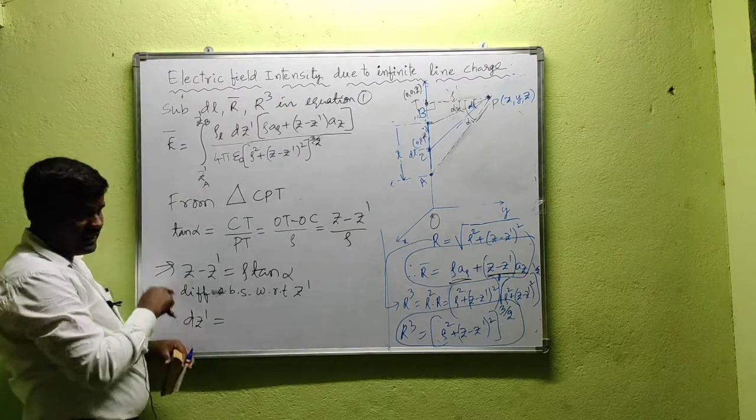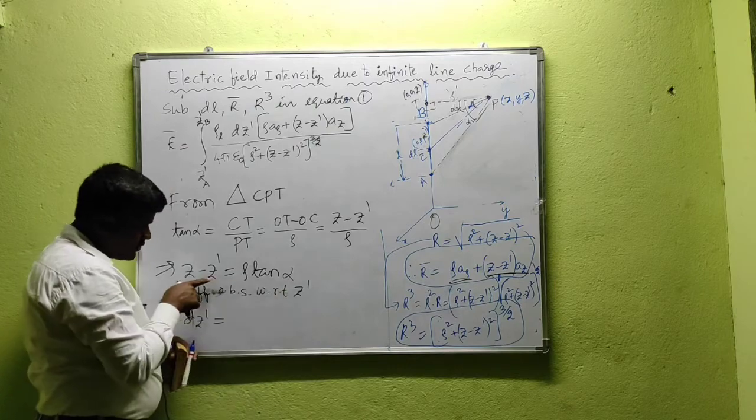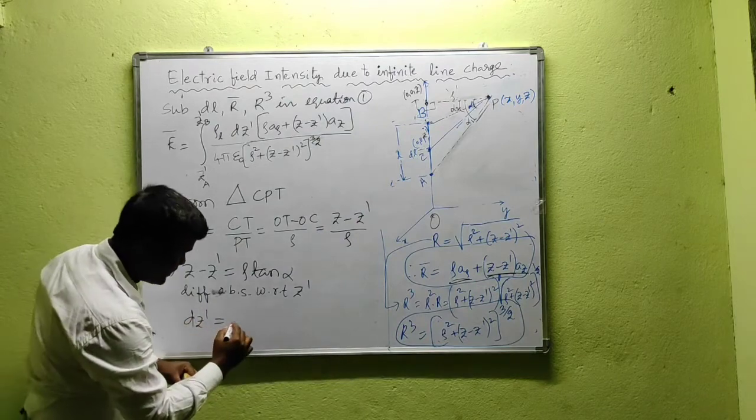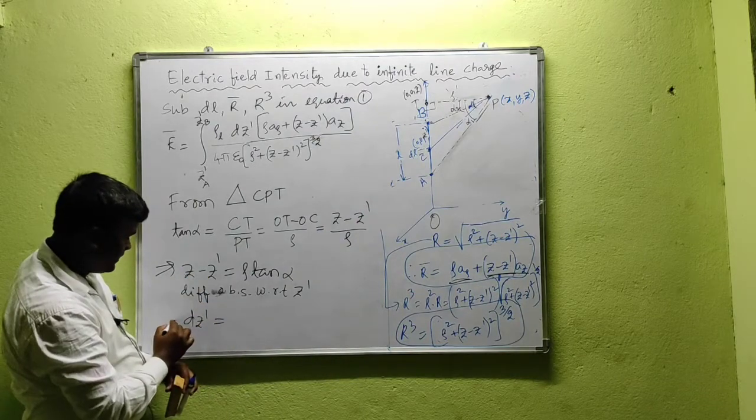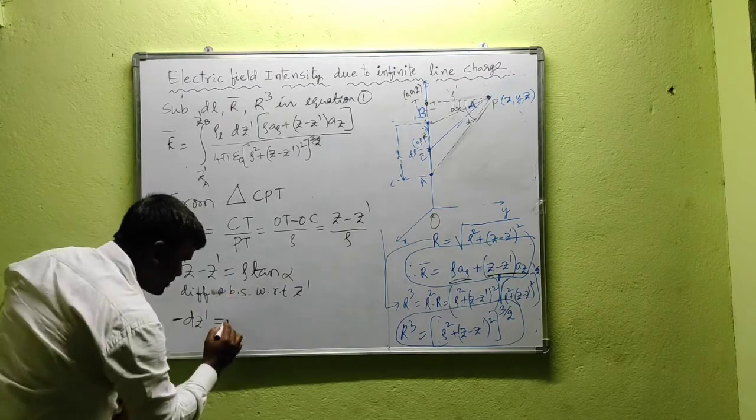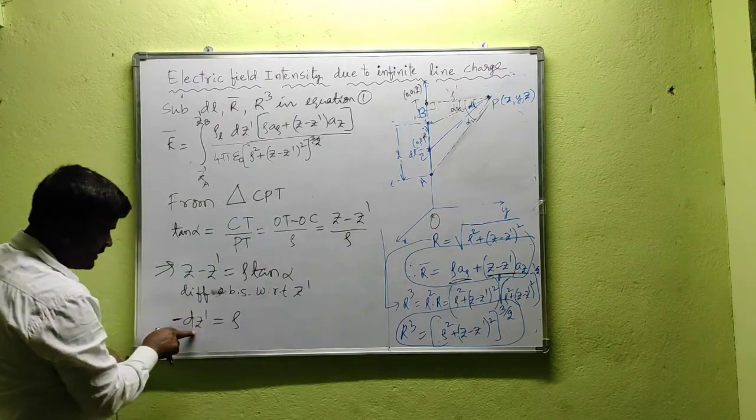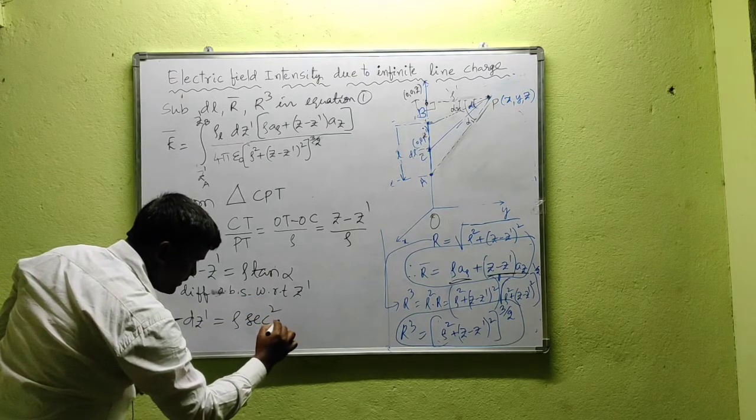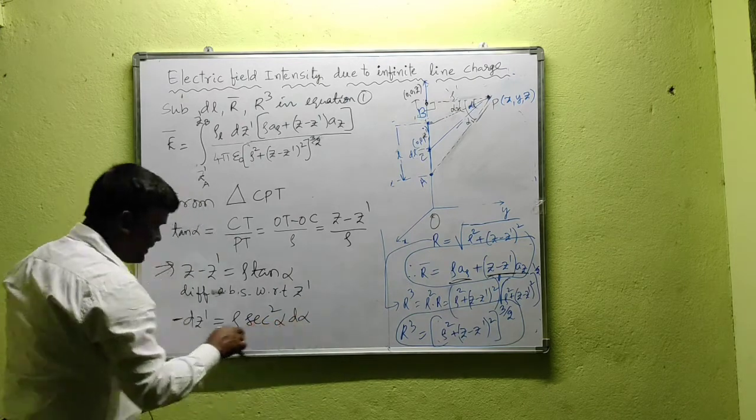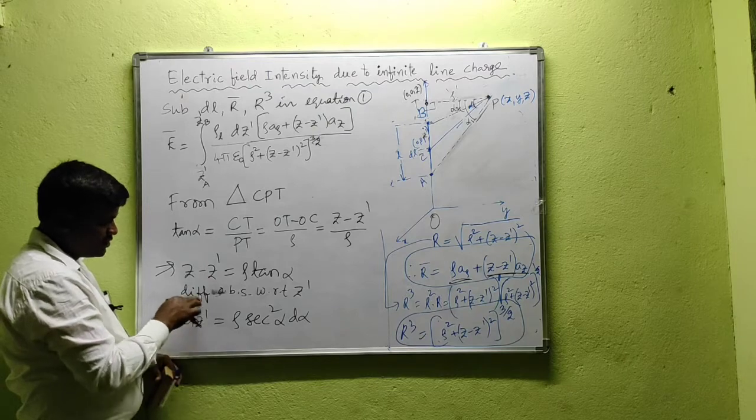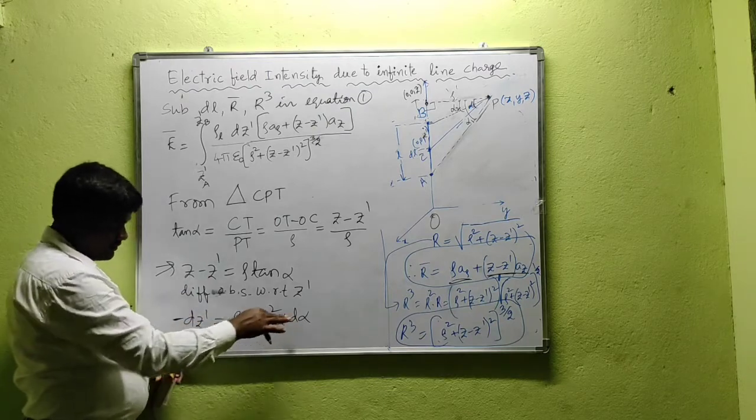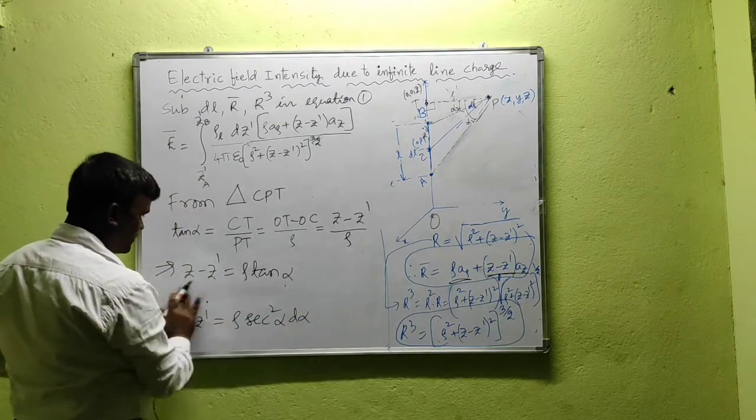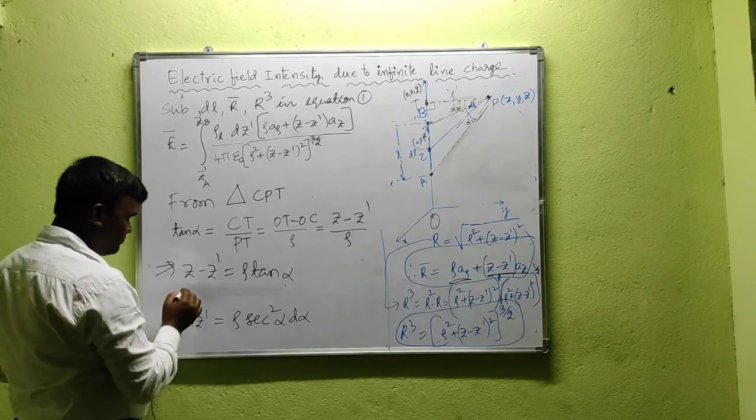Why is it treated as constant? This alpha changes due to change in Z dash, not due to rho. So of course here I have a minus sign: minus dz dash. Rho is constant, and a change in z dash leads to a change in alpha. Differentiation of tan alpha is secant square alpha into d alpha. Differentiation is with respect to z dash, which gives 1.